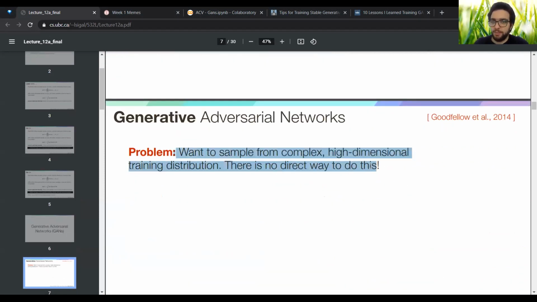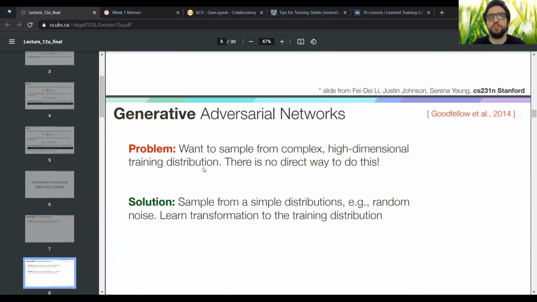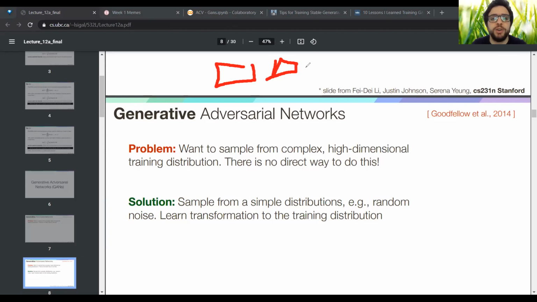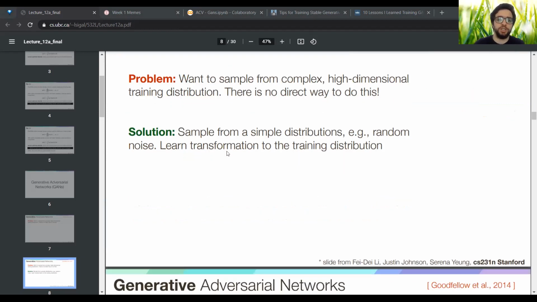So the problem of GANs is that we want to sample from a complex high-dimensional training distribution, which is image distribution in most cases, right? We can't do this sampling directly on the images. So we want to build a mapping. First, we sample from a normal distribution or a simple distribution. It can be random noise. Let's say we have an image, right? Send it through an encoder. We get some distribution in here, right? From VAE, right? And then we take these values as the input to our GAN. You can do whatever you want, as long as you provide it with a certain easy distribution to work with. For the images, it can work very well.